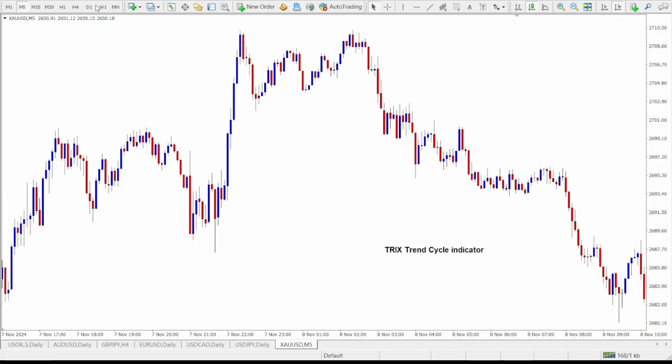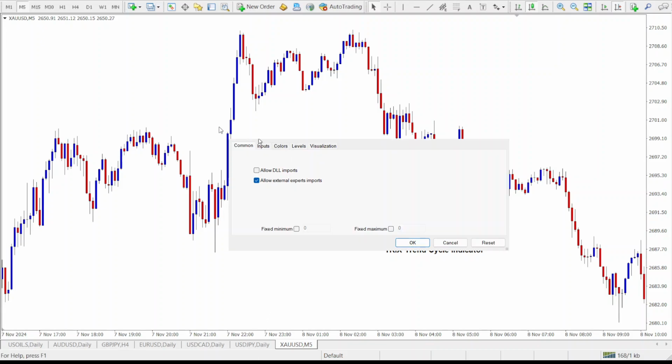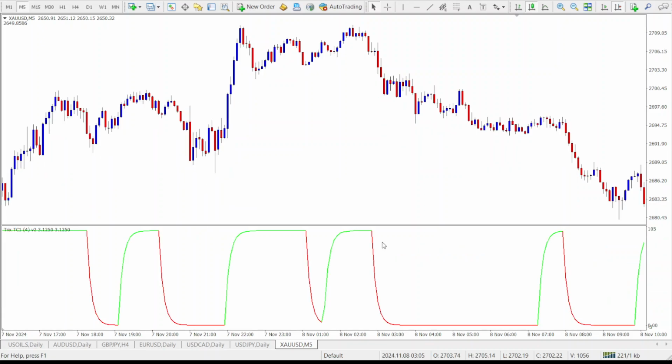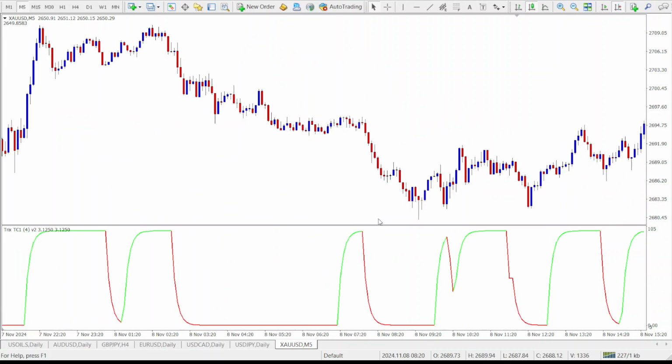I'm going to add the indicator to the chart right away. The TRIX Trend Cycle indicator. All right, so this is how the indicator looks.